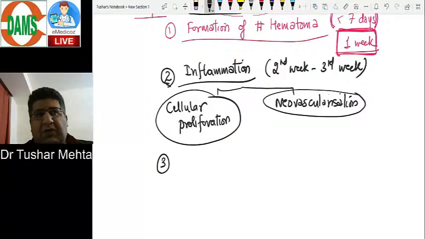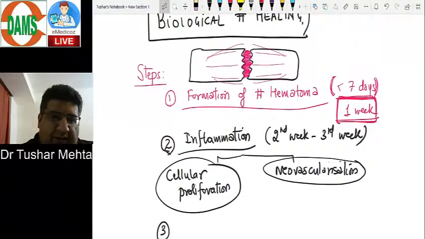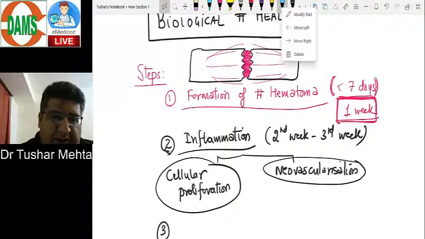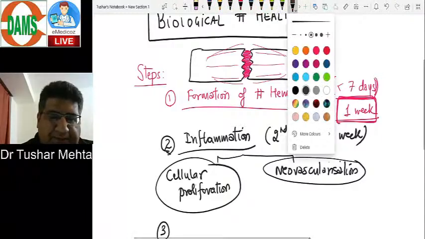Now, when we talk about cellular proliferation, I told you all the cells will multiply: osteocyte, osteoblast, chondrocyte, histiocyte, all the cells. I want to bring this to your knowledge that chondrocytes have got the fastest multiplication rate.